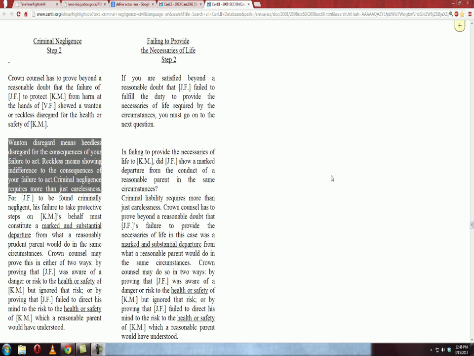Up until now, everybody may have been curious about what wanton or reckless disregard actually means. Well, it is defined in this case. Wanton disregard means the heedless disregard for the consequences of your failure to act, and reckless means showing indifference to the consequences of your failure to act. Criminal negligence requires more than just carelessness. Again, this case has to do with a parent not providing the necessities of life for a child. However, it does apply to other criminal negligence aspects in our society.